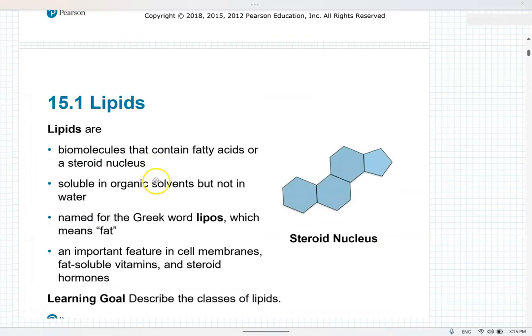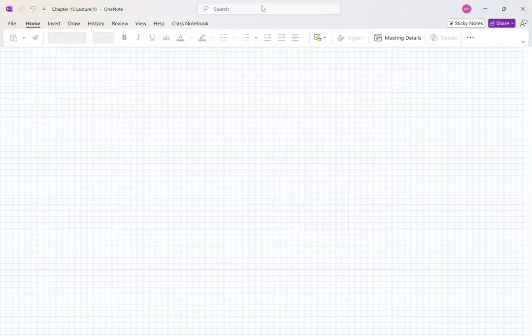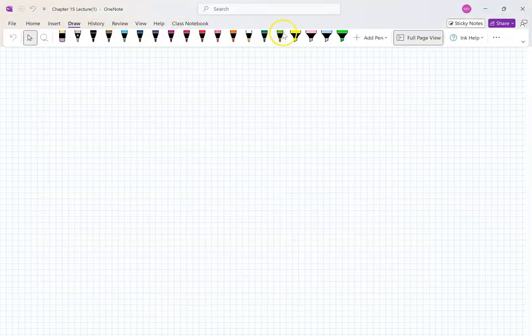Okay, so basically we're going to start with the definition. There's probably some stuff missed. But, so what are lipids? So lipids, there are two major categories of lipids.